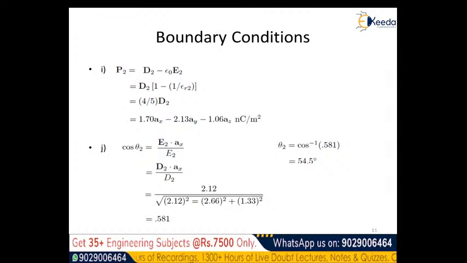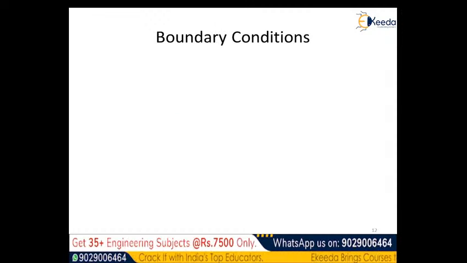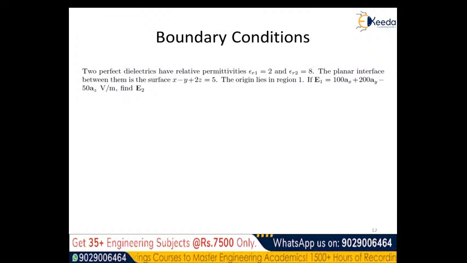Now after this problem number 1 associated to the boundary separating the two perfect dielectric material mediums here, we are going for another problem again for the two perfect dielectric material mediums. So as far as the examination is concerned, more focus is there on the boundary between the two perfect dielectric material mediums here. So here we have the problem statement that starts like: two perfect dielectrics have relative permittivities epsilon r1 is equal to 2 and epsilon r2 is equal to 8.